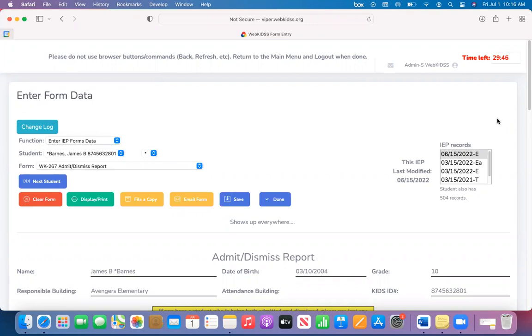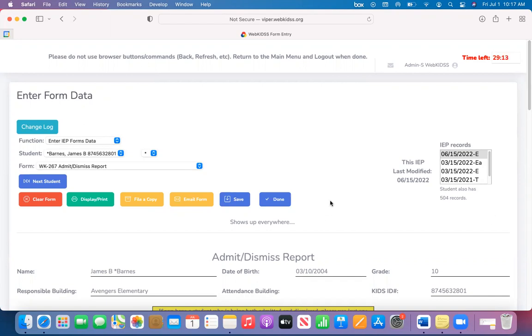The WK 267 admit dismiss report is a form that was designed specifically for internal use. It wouldn't be something that you would give to a parent or a lead-in, but it is something that can help you track the admissions and dismissals or move-ins, move-outs, transfers, or whatnot of people within your agency and on your caseloads. And so this is a form that is a lot of times used by providers to notify their MIS person that someone has come or gone from their caseload.